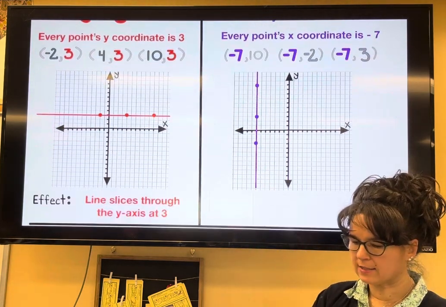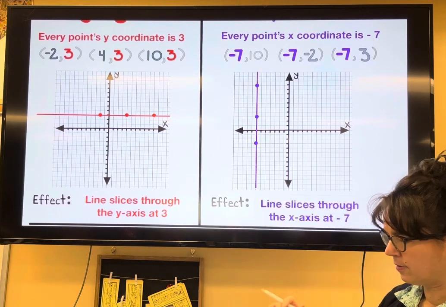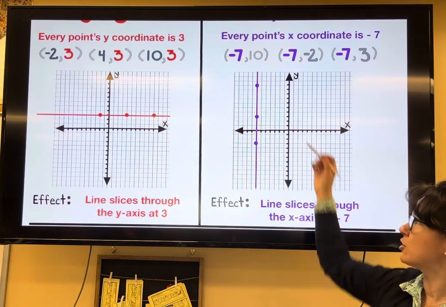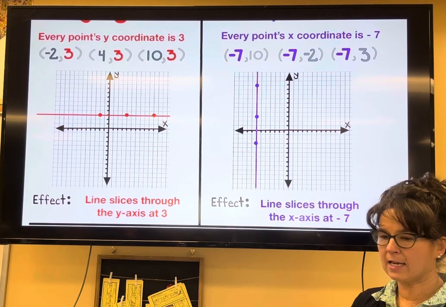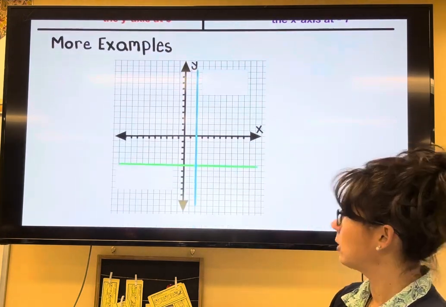So the effect, if you have x equals -7, is you're just going to have a line that slices through the x-axis at -7. So let's just follow that up really quick.